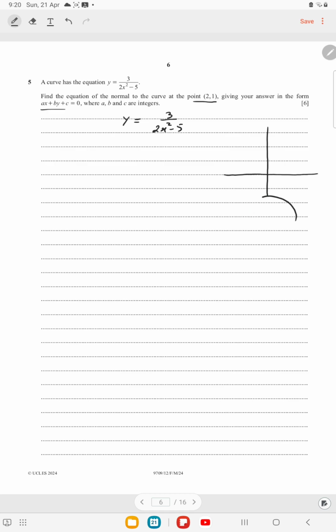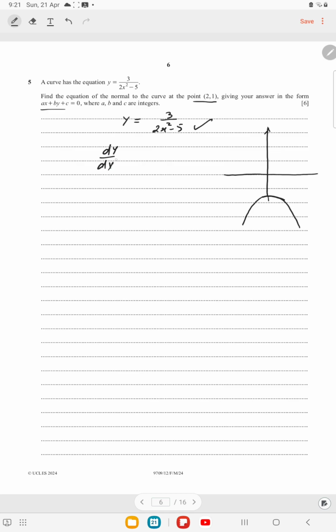The turning point is here, right? Almost it will look like this one. It's a rough sketch, no need to draw the graph, but I'm saying this. And the point is (2, 1), and we have to find the normal to the curve at point (2, 1). So simple: whenever we are given a curve and have to find the equation of a tangent or normal to that curve, we need the gradient. So differentiate it first.